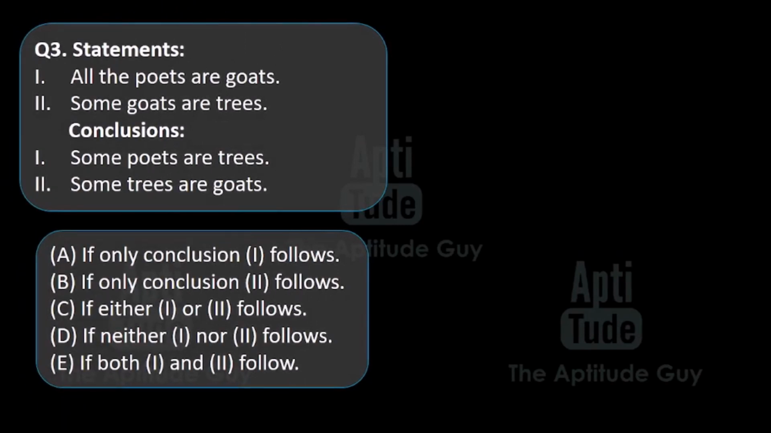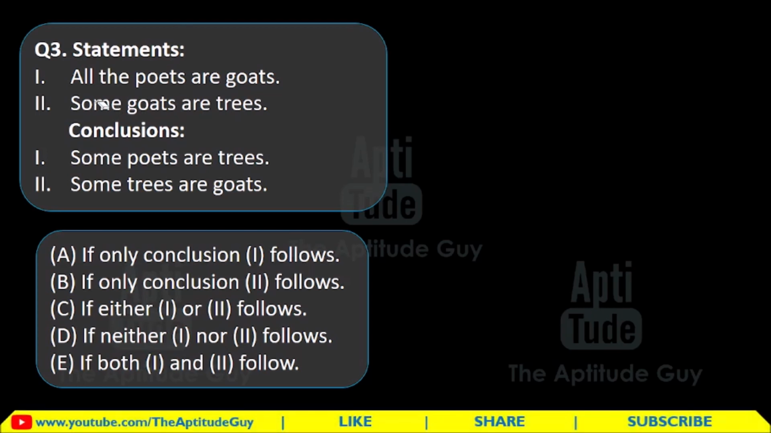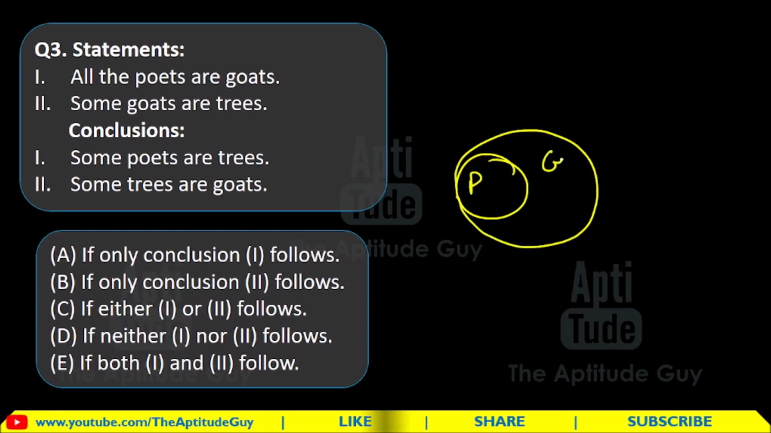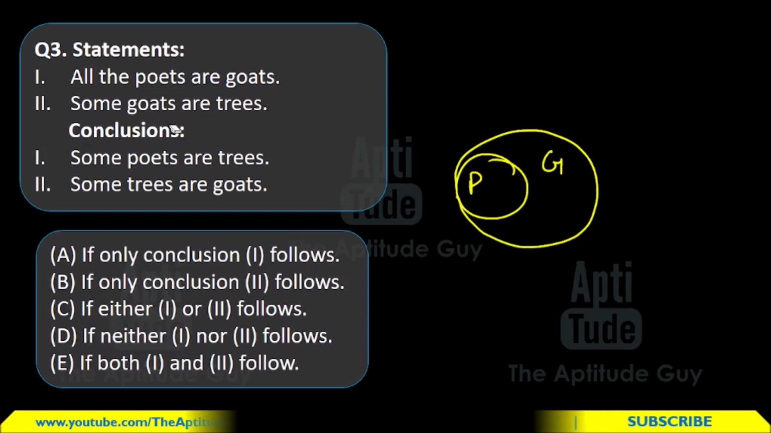As usual, pause the video, try to solve it, and then come back. Okay. Statements. All the poets are goats. Pretty weird thing to say, but okay. All the poets are goats. Done. Some goats are trees.